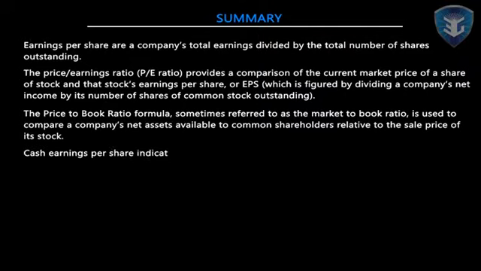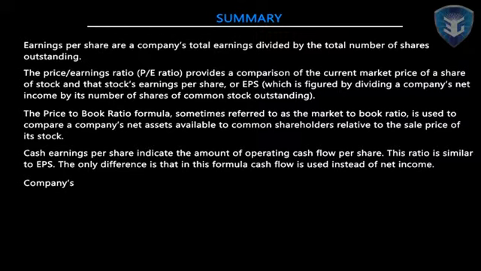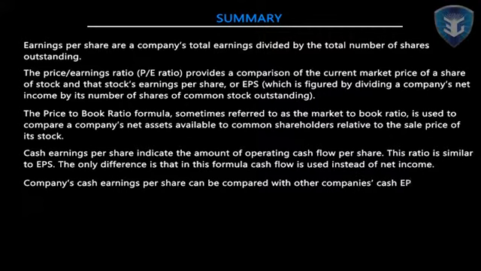Cash earnings per share indicates the amount of operating cash flow per share. This ratio is similar to EPS. The only difference is that in this formula, cash flow is used instead of net income. Companies' cash earnings per share can be compared with other companies' cash EPS. That's why it is important for the investors.